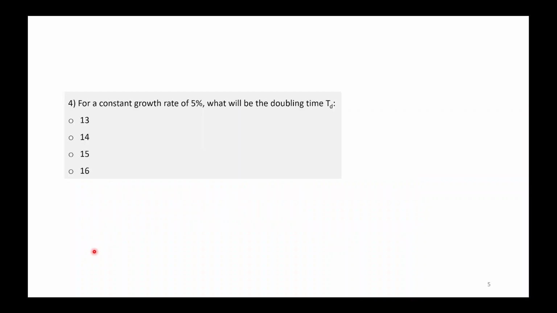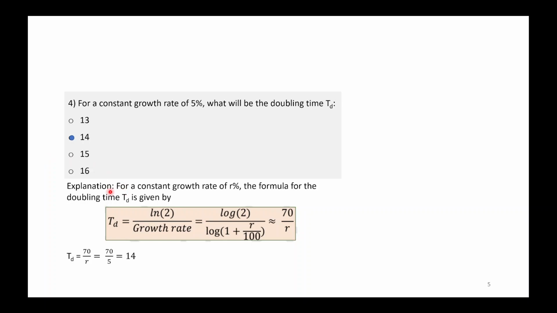Now the fourth question is, for a constant growth rate of 5%, what will be the doubling time? Options are 13, 14, 15, and 16. Answer will be 14. And for a constant growth rate R%, R is here 5.